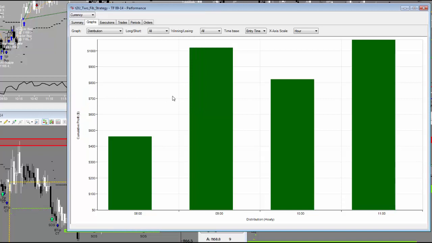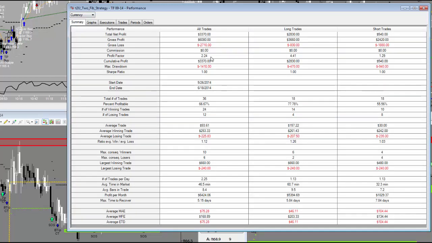Now, this right here takes a look at the distribution of profits. Okay, so first I ran the historical numbers, and we can take a look here, 3370 on 36 trades. Now on this particular trade, I went lower frequency for the higher winning percentage. The profit came down about $800, but I cut the number of trades in half.